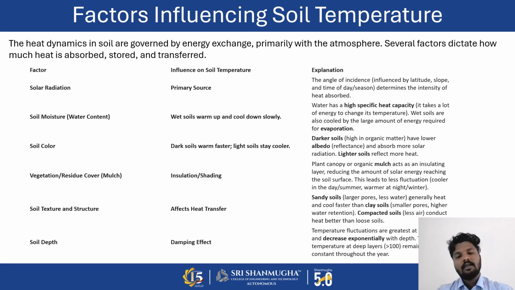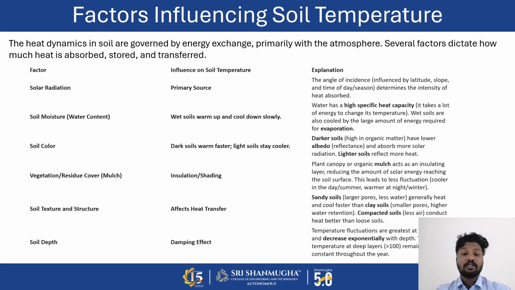Then soil color. Dark soils warm faster and light soils stay cooler because of their absorption characteristics. Darker soils have lower albedo. Albedo means reflectance of the sunlight, so they absorb more solar radiation. Lighter soils reflect more heat than the darker soils. That's why light soils stay cooler always.